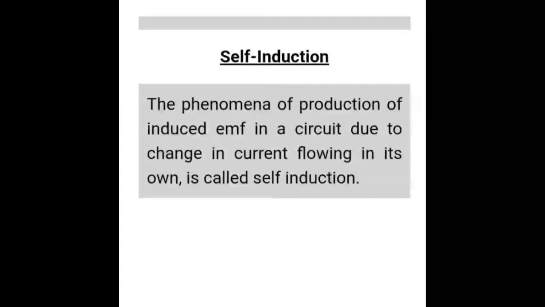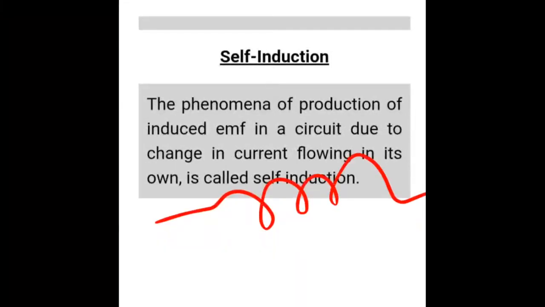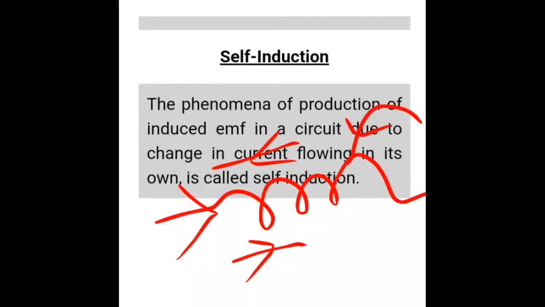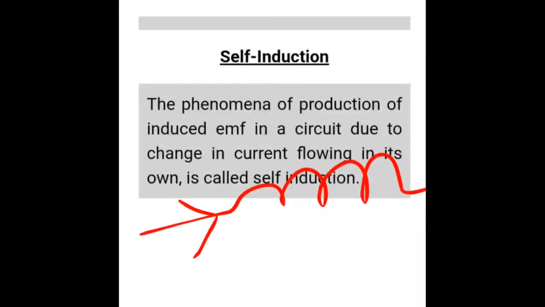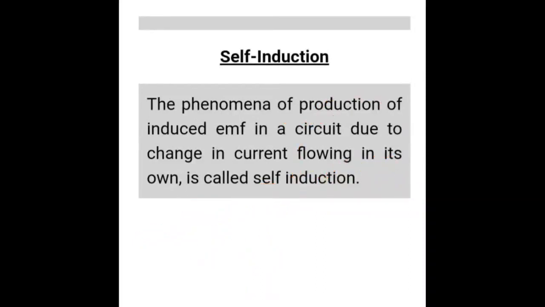So you see, let us consider there is a coil and this coil is carrying current. As the coil is carrying current, there will be a change in magnetic field all around, and we know a change in magnetic field will induce EMF in the same coil. This back EMF produced in the same coil is called self-induction. So the phenomenon of production of induced EMF in the circuit due to change in current flowing in its own coil. That means when a current is flowing through that coil, due to its own current, an EMF is induced in the same coil. This is called self-induction.